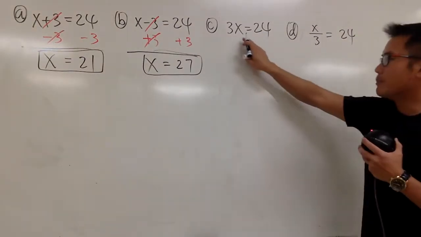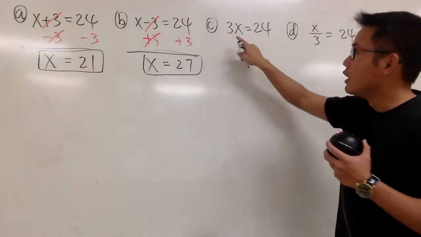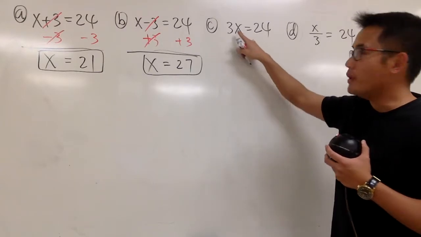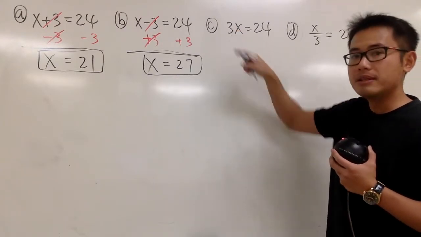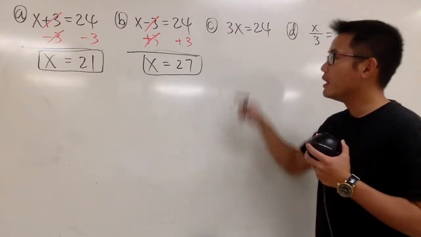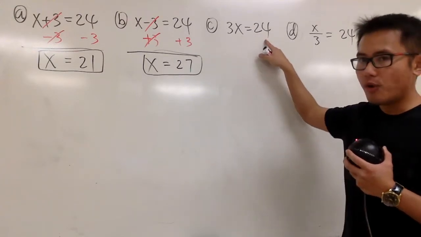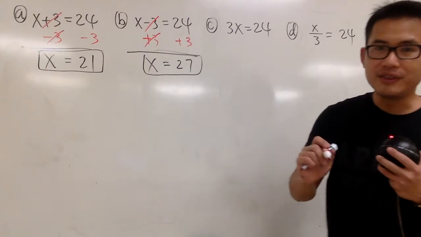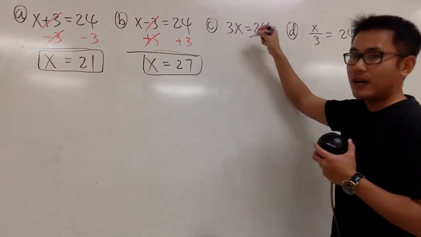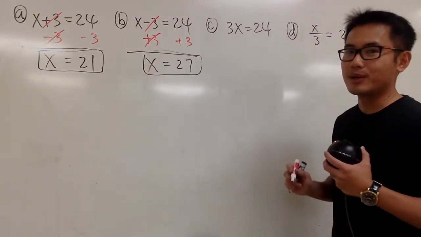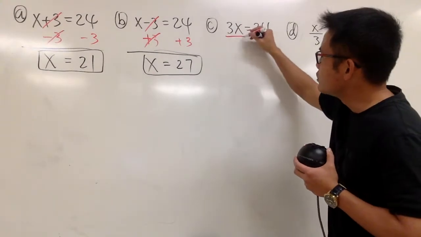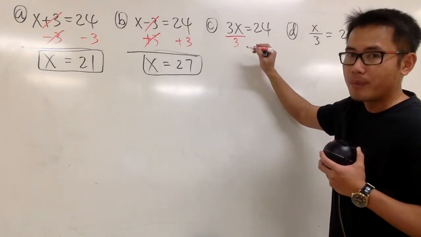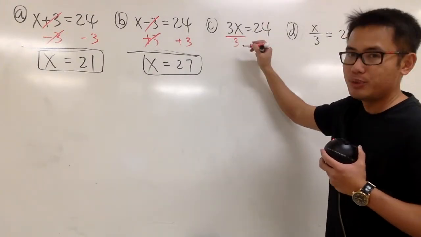Now, part C right here. This is 3 times x. When there's no operation in between, it means that we are multiplying. 3 times x is equal to 24. The opposite of multiplication is division. So we have to divide by 3 on both sides, and this is how we are going to do it. Divided by 3, write it down in the fraction form. This means divided by 3, okay?